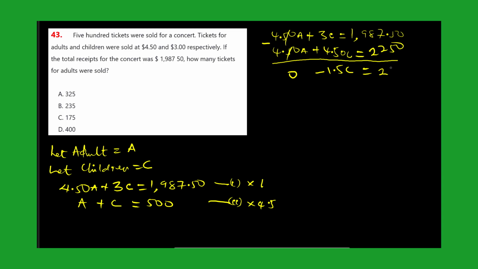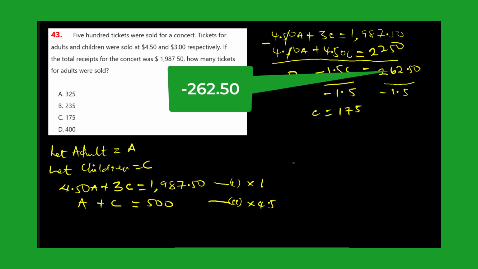This will be minus 1.5C equals 1987.5 minus 2250. That will be minus 262.5. So divide both sides by minus 1.5 to get the value of C. So our C here will be 175. But we are actually looking for tickets sold for adults only. So let's find the value of A.